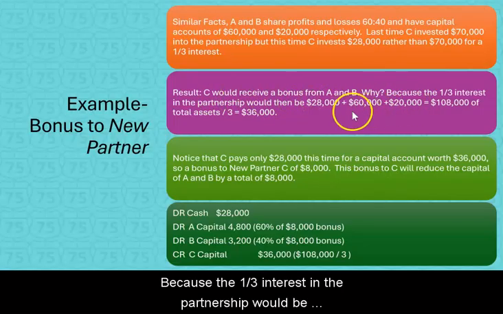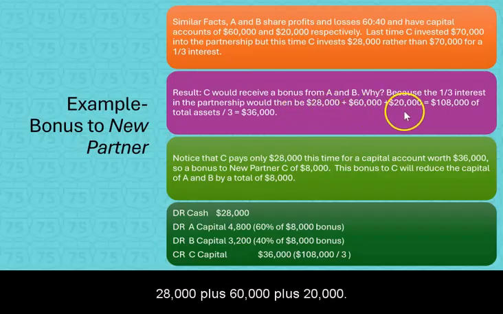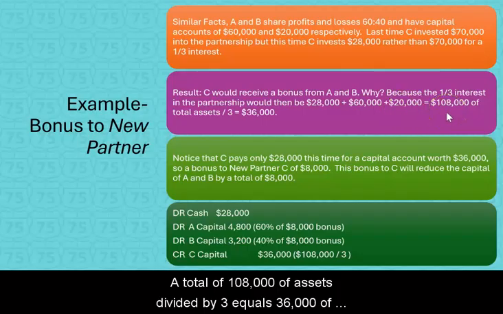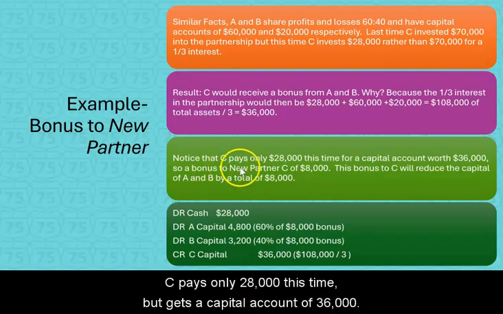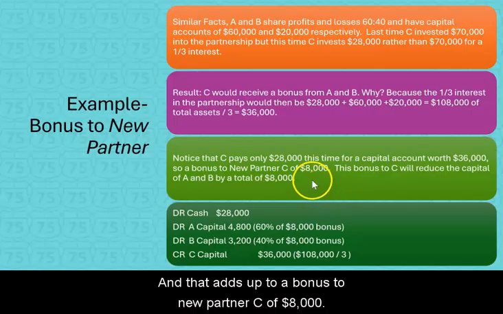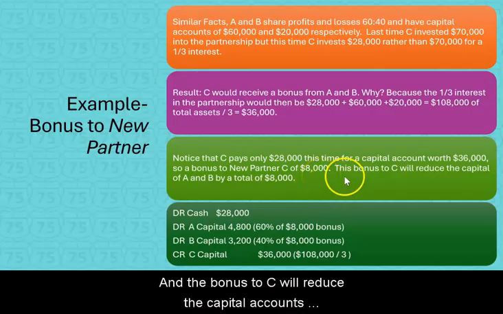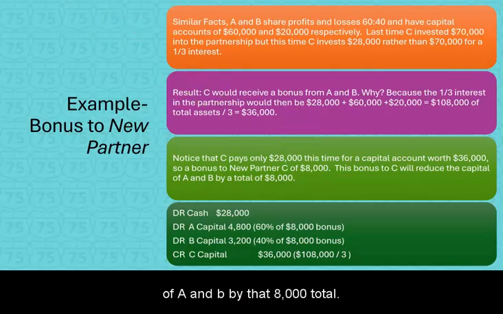Why? Because the 1/3 interest in the partnership would be $28,000 plus $60,000 plus $20,000, a total of $108,000 of assets divided by 3 equals $36,000 of capital is what C is going to be given for an investment of only $28,000. C pays only $28,000 this time, but gets a capital account of $36,000, and that adds up to a bonus to new partner C of $8,000, and the bonus to C will reduce the capital accounts of A and B by that $8,000 total.